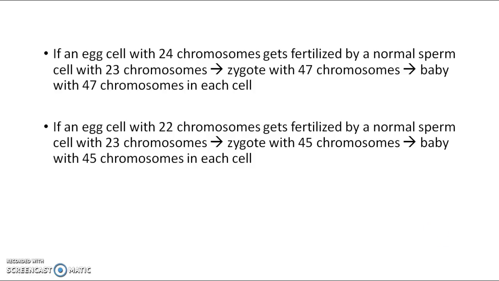Okay. Now let's say we made an egg cell that had the wrong number of chromosomes, it had 24, and it got fertilized by a normal sperm containing 23 chromosomes. You'd end up with a zygote or fertilized egg with 47 chromosomes, so the baby would end up having 47 chromosomes in each cell instead of 46. Now let's say the egg cell had 22 chromosomes instead of the normal 23. If it got fertilized by a normal sperm cell that had 23 chromosomes, you'd end up with a zygote or fertilized egg that had 45 chromosomes and a baby with 45 chromosomes in each cell.